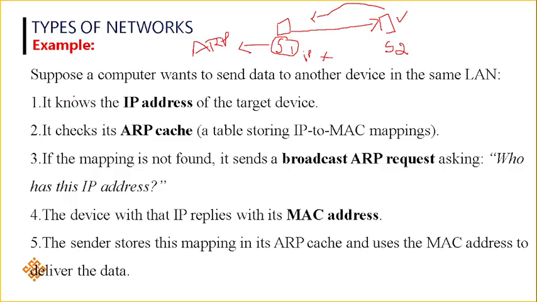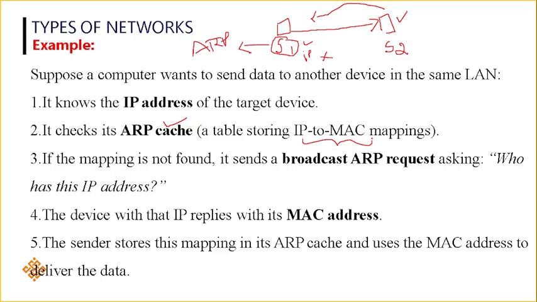So here I have shown clearly. Suppose a computer wants to send data to another computer, like S1 wants to send information to S2. As I have written in the first step, it knows the IP address of the target device. Means system 1 knows the IP address of system 2. Now system 1 should know the MAC address of system 2. For that, system 1 checks its ARP cache table. So every system will maintain one table known as ARP cache table. So system 1 will check the ARP table. That table will contain the IP and MAC address mappings.